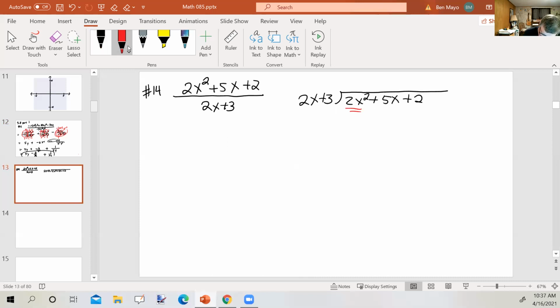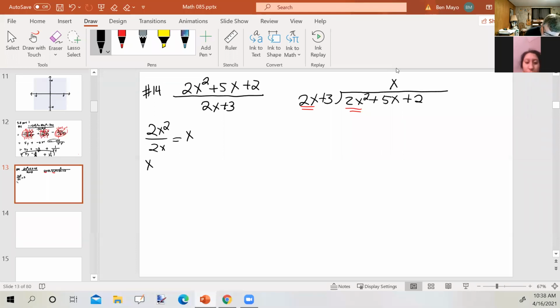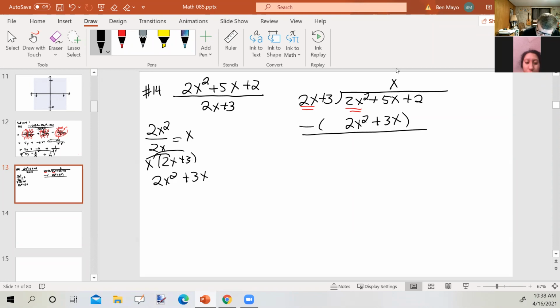So we take a look at the leading term inside divided by the leading term outside. 2x squared divided by 2x equals 1x, which goes up here in the x to the first power column. Then we take that x times the 2x plus 3, distributing, we get 2x squared plus 3x, which we put over here down below. Then we subtract that quantity from what's up above, but we distribute the subtraction sign, change it to addition of the opposite. We get 2x squared plus negative 2x squared, which is 0x squared. Then in the next column, 5x plus negative 3x, which is a positive 2x. Bring down the next term, plus 2.